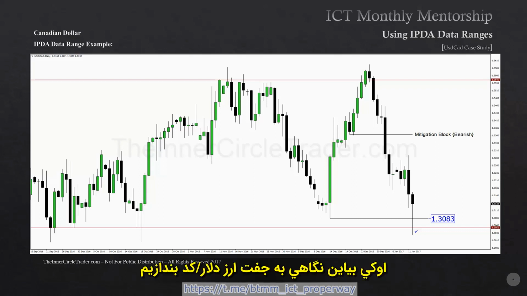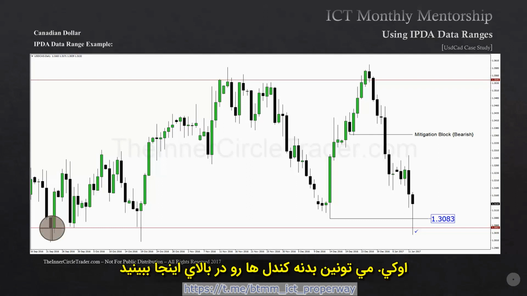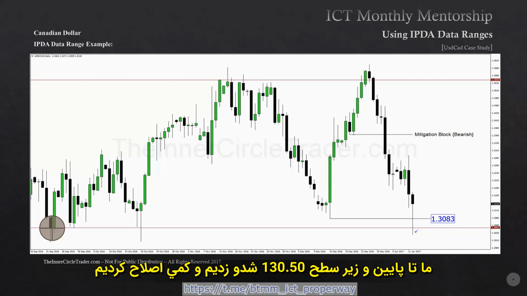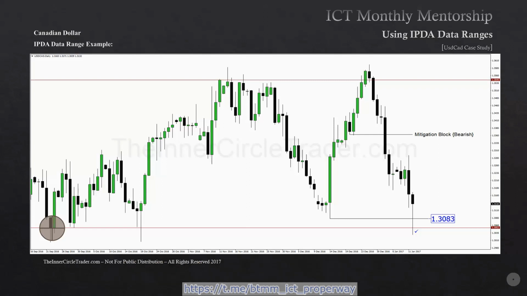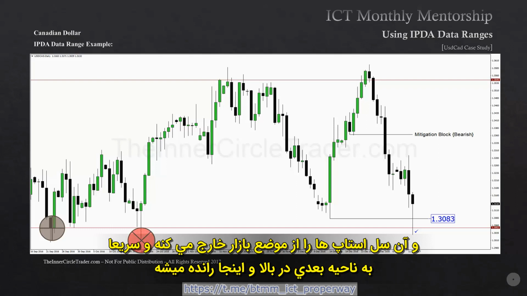Okay, let's take a look at the dollar CAD pair. This is a daily chart, and let's apply some of these ideas on the daily chart. Okay, you can see the bodies of the candles over here. We did wick down below 130.50 level and retrace a little bit. That's where the sell stops will be resting on an intermediate term basis, because we're looking at a daily time frame. Price eventually does trade down there and takes those sell stops out of the marketplace and quickly runs away.